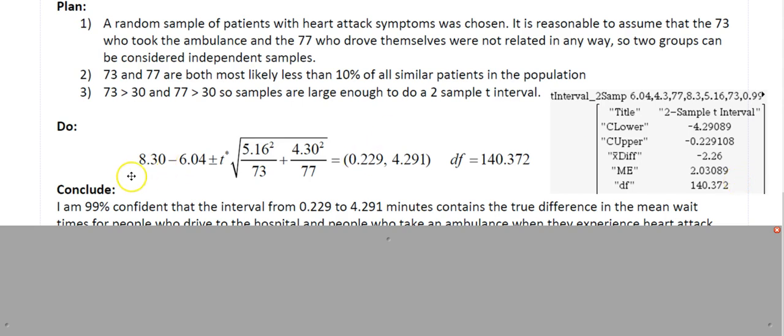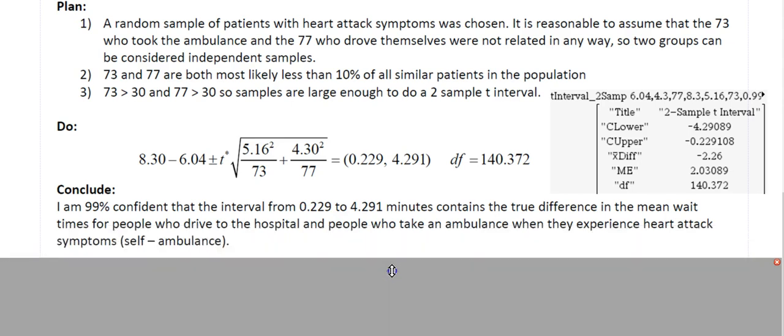I prefer subtracting this direction actually, because it makes it easier to state the conclusion. It makes more sense. But I just wanted to show you what it would look like if you did it the other way around. So here's our conclusion.